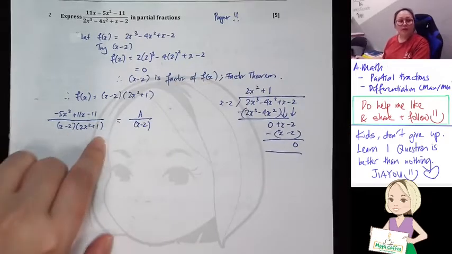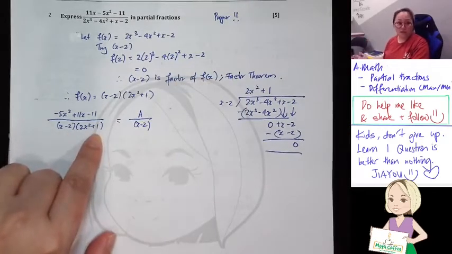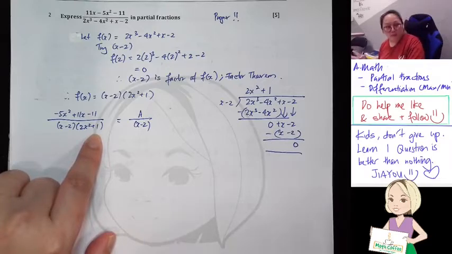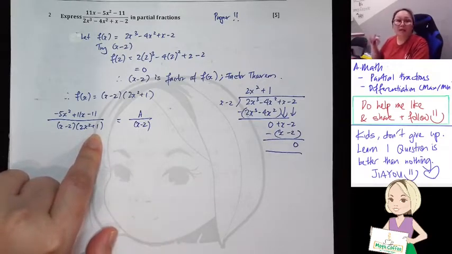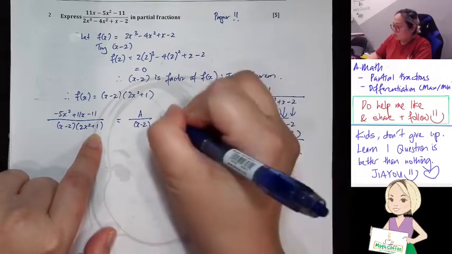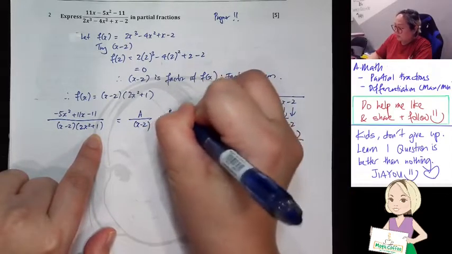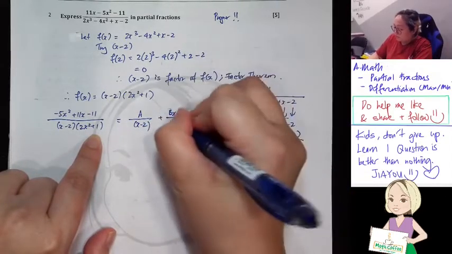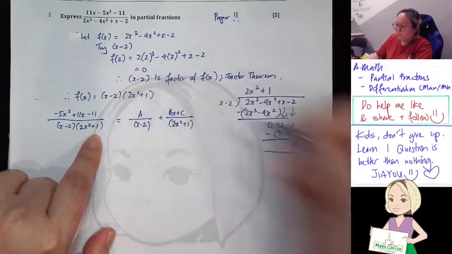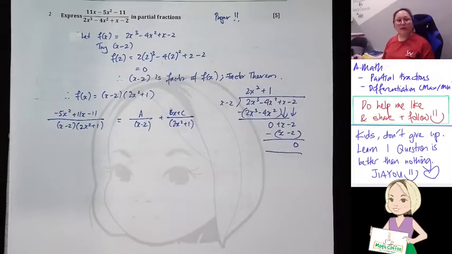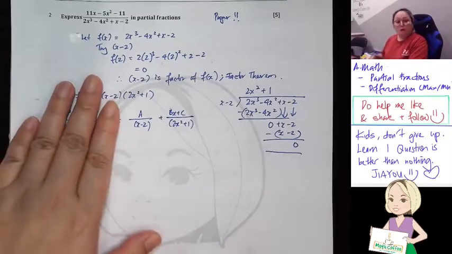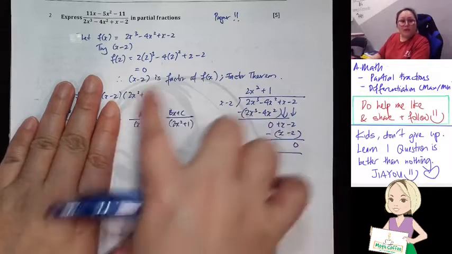Now look at the second bracket. This is a quadratic. For a quadratic, you've got to ask yourself whether you can factorize. The bad news is this one cannot factorize. So it means that I will apply case 3, which is a quadratic. So that means it will be plus Bx plus C over 2x squared plus 1.